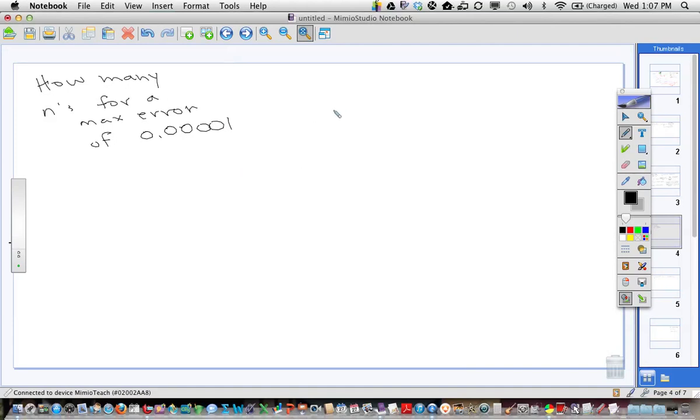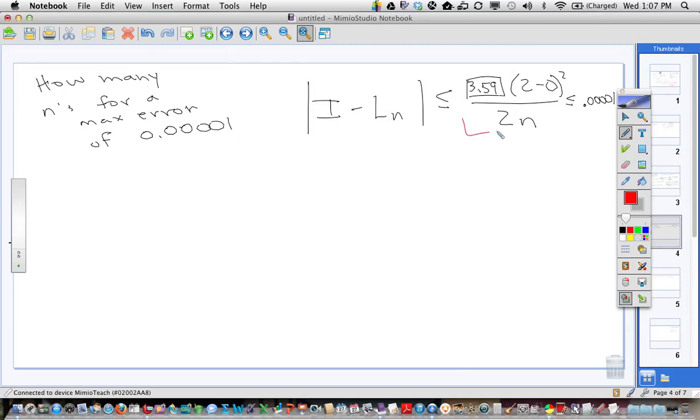Well, tell me what would change in our formula. So we're doing lefts again. So the idea would be, okay, how many lefts? K1, what do we put for K1? That doesn't change. That's still 3.59 times 2 minus 0 squared, all over 2n, because we don't know what n is, right? Less than or equal to 0.00001. And we basically then have to solve, which we can just get on our calculators and do.